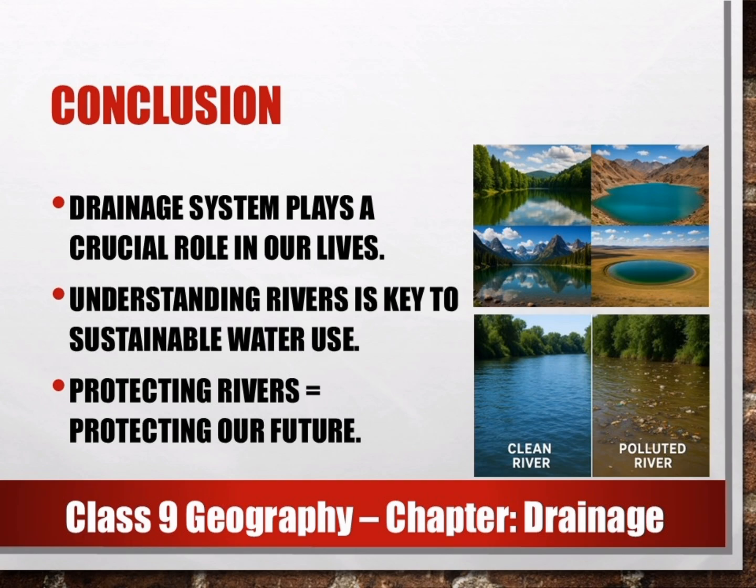So in this chapter we have learned about drainage and lakes. We now know the difference between the Himalayan and Peninsular Rivers, the names and features of major rivers, and how they support our economy and environment. We also learned about river pollution and the steps we can take to conserve our water resources. Rivers are not just flowing water; they are life's gifts and must be respected and protected.